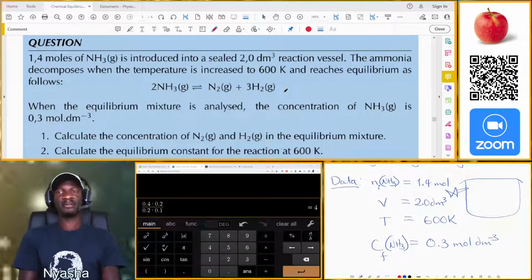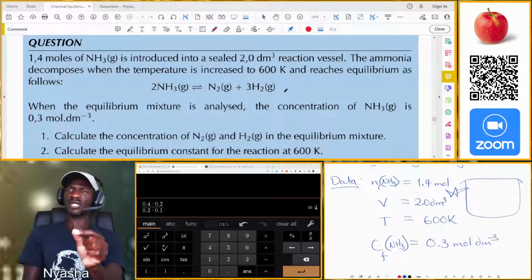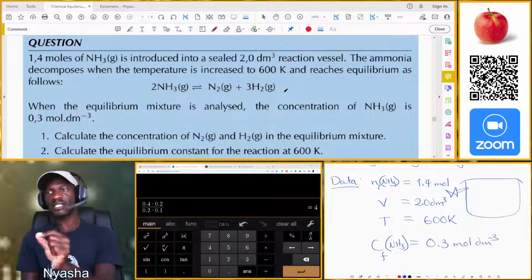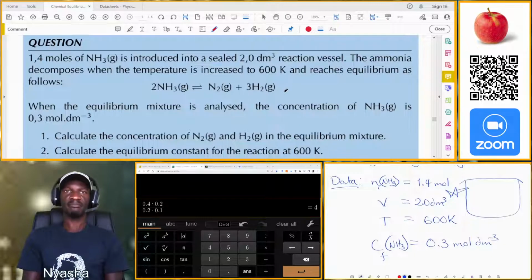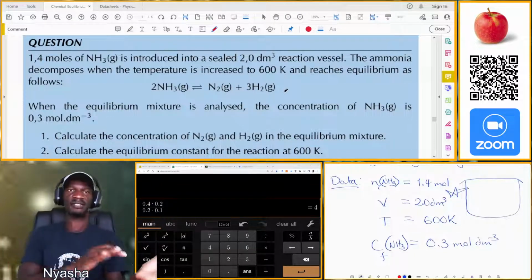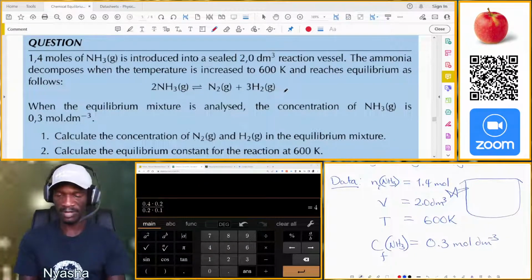0.3 mole per dm cubed. So we want to calculate the concentration of the nitrogen and hydrogen gas in the equilibrium mixture. The concentration of the nitrogen and hydrogen gas in the equilibrium mixture.